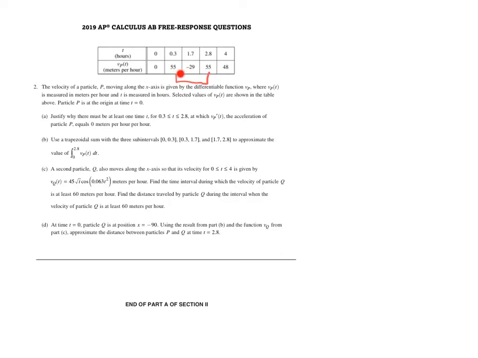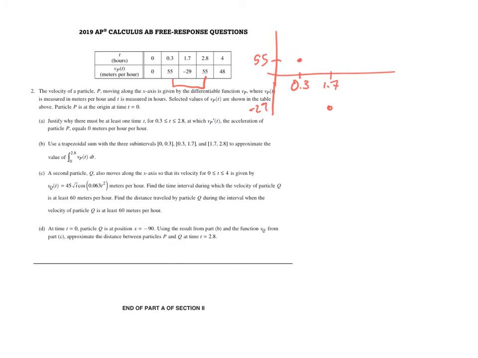The derivative is the slope from this point to this point. So somewhere in between here, the slope has to equal 0. Well, let's just draw this out real simply. Okay, at 0.3, I'm up here at 55. And then at some time later at 1.7, I'm down here at negative 29. And then some point later at 2.8, I'm back up to 55. And in its simplest, this is going something like this, right?